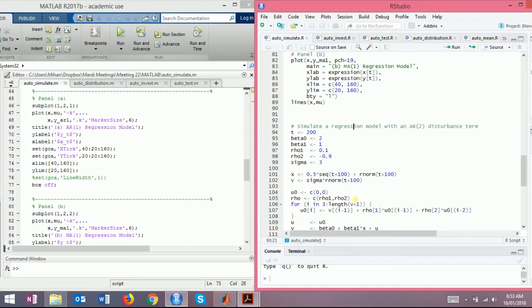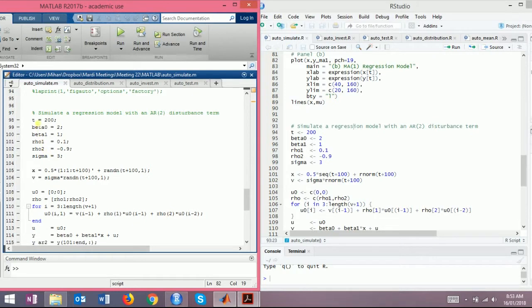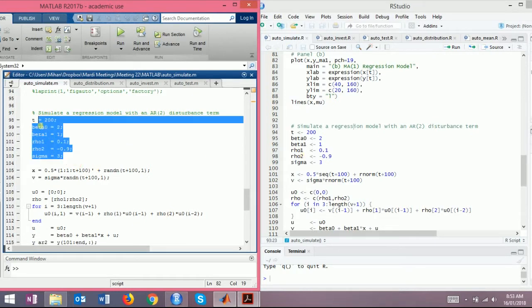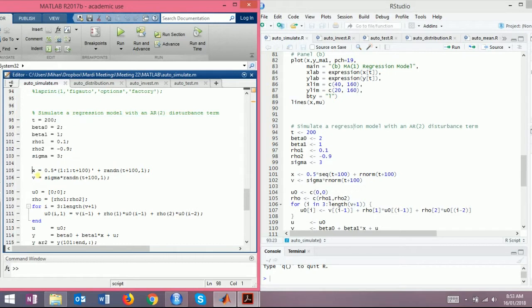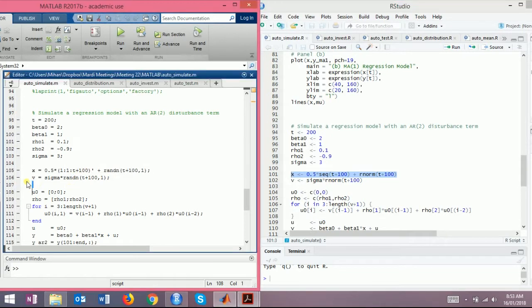Simulated regression model. Now, simulated regression model with AR2 disturbance term. Again, information is given to you, and x is, again, we need to generate the exogenous variable: 100 times plus random number of t plus 100 rows, one column, so that the dimensions match, right? V is given to you, u naught is 0 0. Rho is, because now we have an AR2 disturbance term, we have two equations, rho 1 and rho 2. Fine.